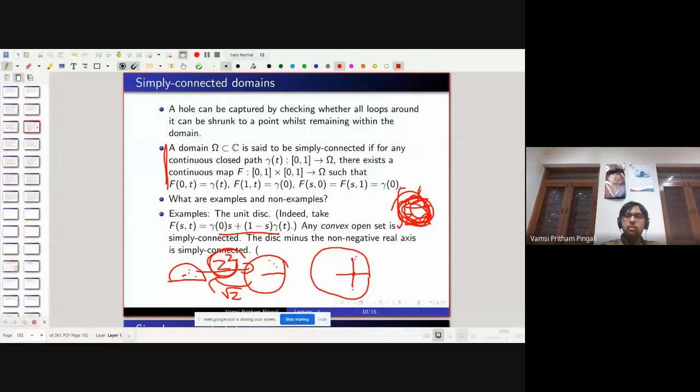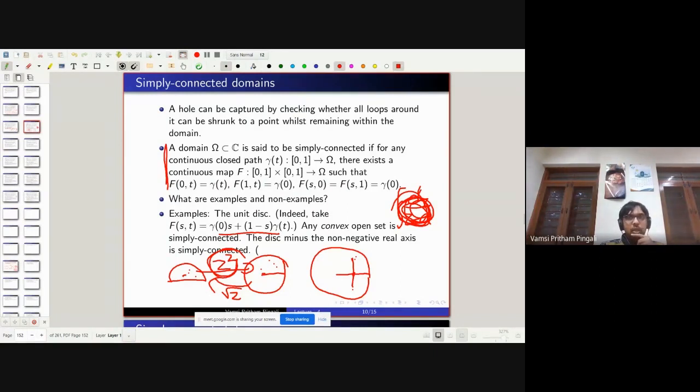What I'm saying is, if you take the disk minus the non-negative real axis, there's a conformal map that takes the hemi-disk to this, right? Z square. Okay. So it's a one-to-one analytic map, and the inverse is also one-to-one and analytic. In particular, it's a one-to-one continuous map. The inverse is also continuous, right?